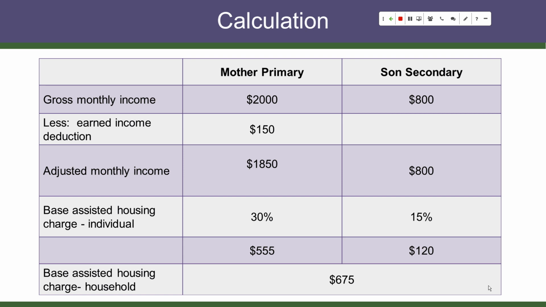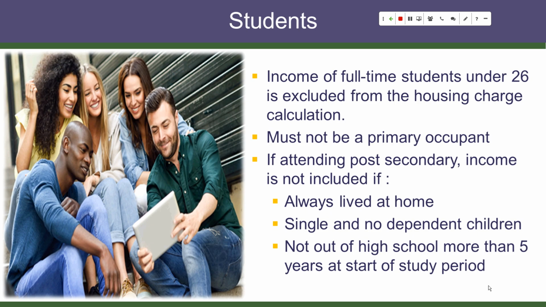Income from all full-time students under the age of 26 is excluded from the housing charge. They, of course, must not be the primary occupant. If they're attending a post-secondary institution, income is not included if they've always lived alone, if they were single and had no dependent children, and they were not out of high school for more than 5 years at any time.